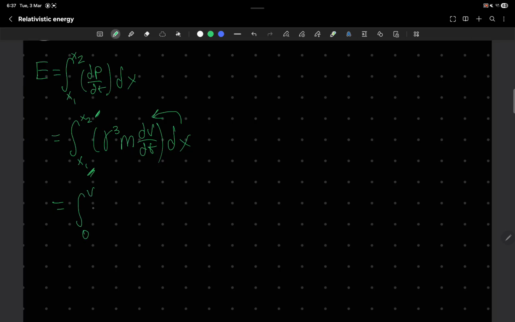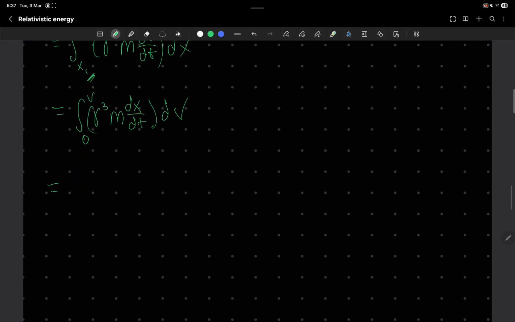So I'm just going to change it from 0 to v. So it will become gamma cubed m dx by dt dv. Okay, and then we should recognize that dx by dt is just equal to v. So energy is equal to the integral from 0 to v of gamma cubed mv dv.